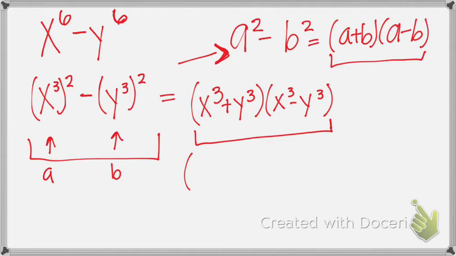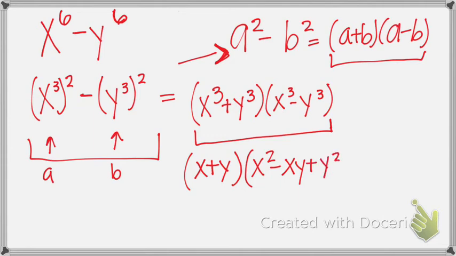Okay, so in this case it's going to be x plus y, and then x squared minus xy plus y squared. That's the first one.